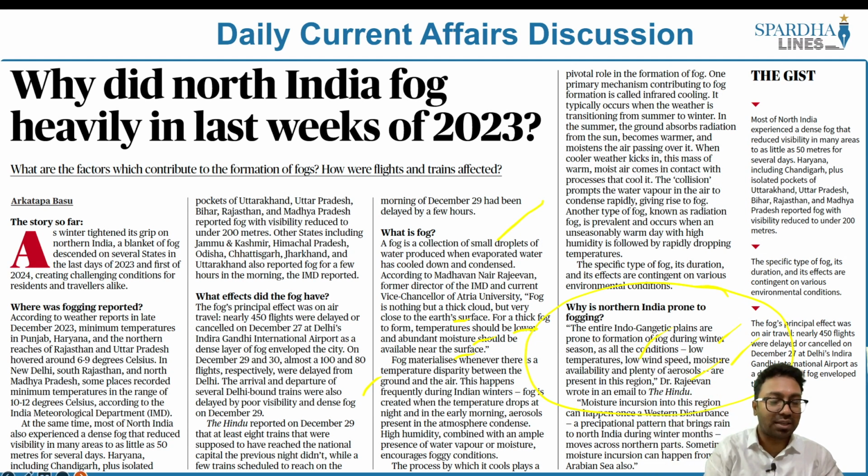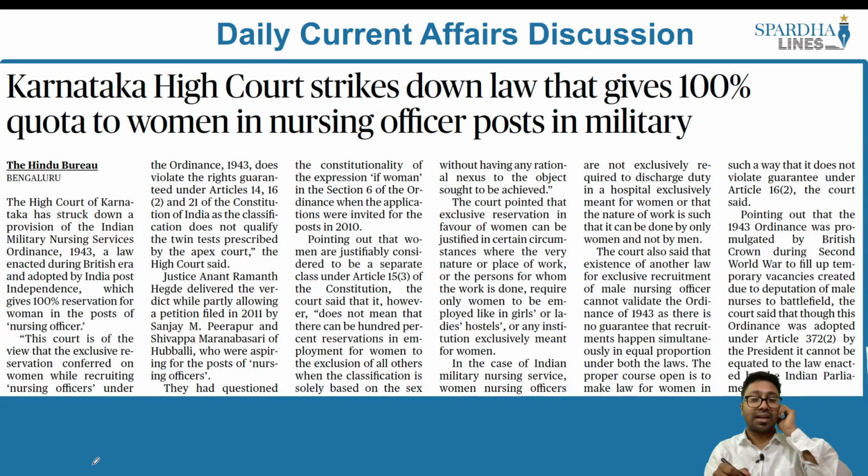Now let's look into the next article. This article says Karnataka High Court strikes down law that gave 100% quota to women in nursing officers posts in the military. This article primarily says that whenever we have a job role being defined, it is mostly women who suffer. But in this particular case, we also have men who are suffering, primarily because these nursing officer posts were exclusively reserved for women. So the High Court has said that this is a violation of Article 14. This is also a violation of Article 16. It is also a violation of Article 21 of the Indian Constitution.